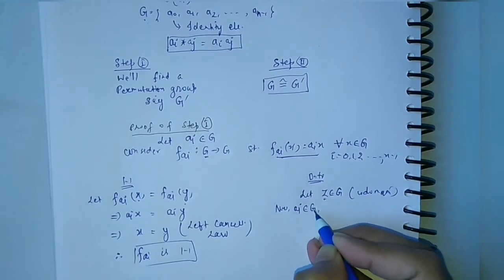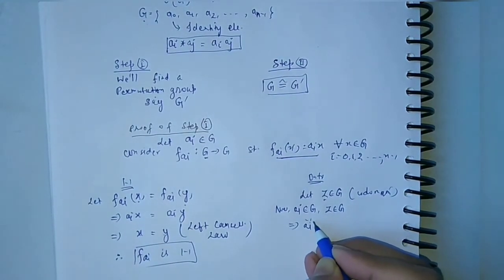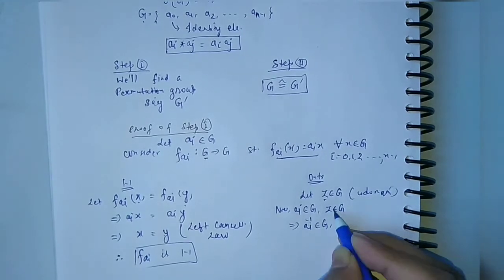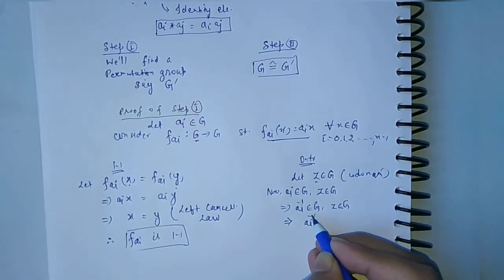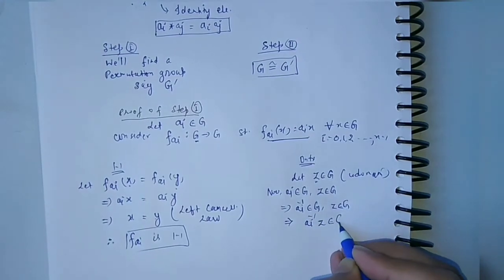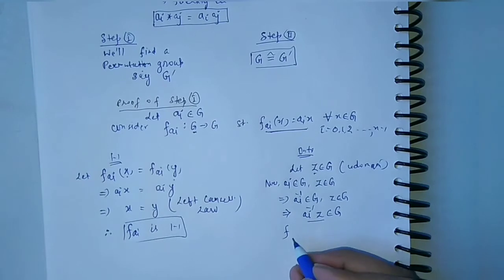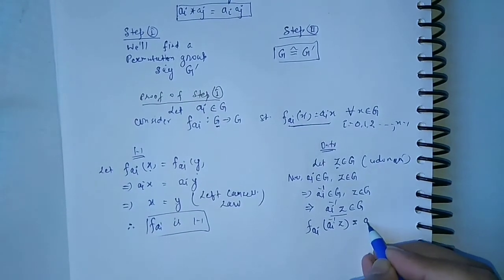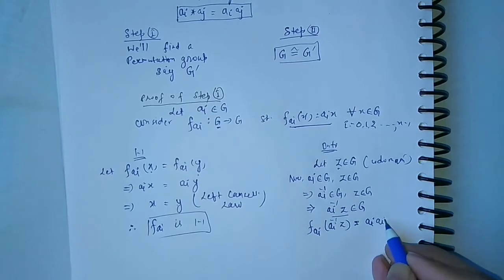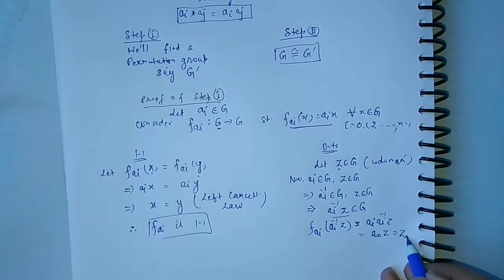Here Ai is an element from G and z is also from G. As G is a group, Ai inverse also belongs to the group G and z belongs to G. So now applying the closure property of the group G, Ai inverse z also belongs to the group G. So this is an element from the group G. Now applying the function f_Ai on this element, f_Ai(Ai inverse z) will be equal to, from the definition, Ai into Ai inverse z, and Ai into Ai inverse will be equal to the identity element from the group G, which is A0 z, and it is equal to z.